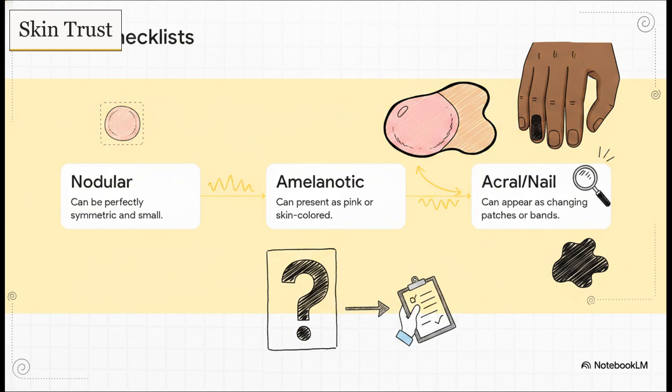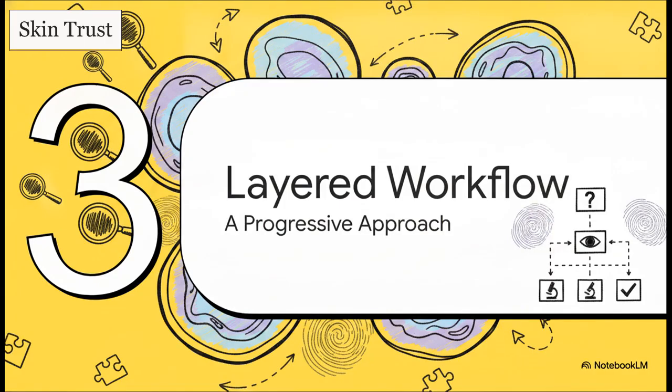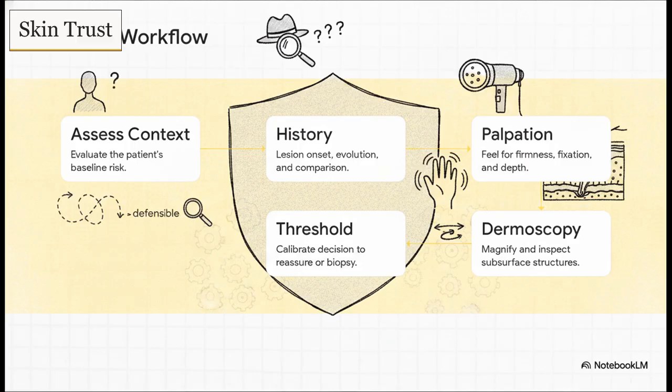Listen, if a lesion is rapidly growing, symptomatic, or clinically discordant, it warrants evaluation, period, regardless of whether it neatly fits a catchy mnemonic. This brings us to Section 3, the layered detective workflow. This is really the core thesis of this entire explainer. Diagnosis is a layered, progressive gathering of clues. Let's see how this builds.